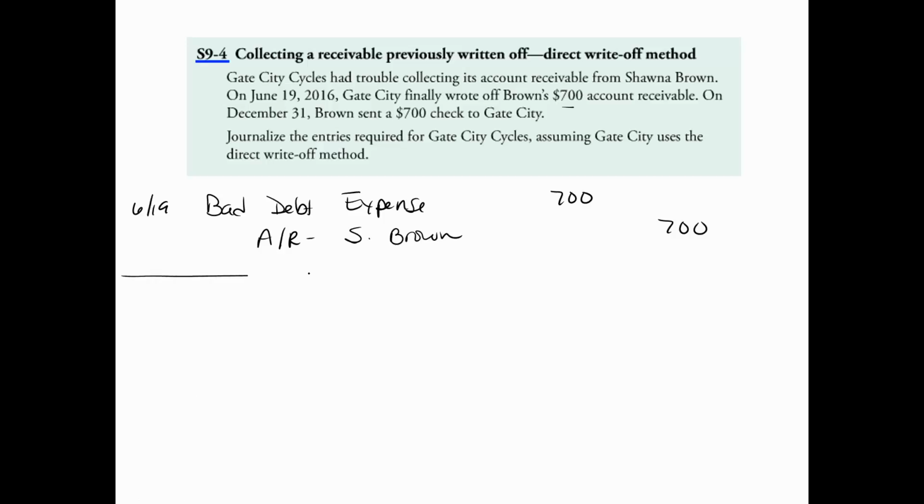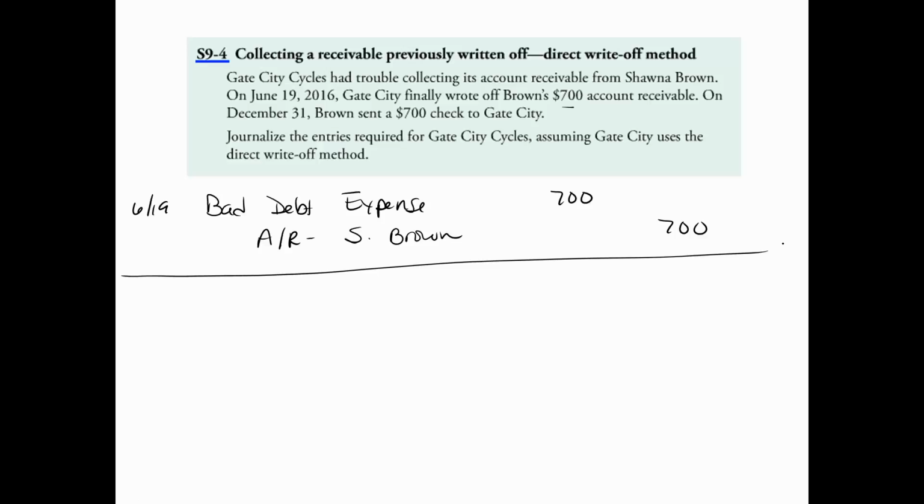All right, one more. So Gate City Cycles has had trouble collecting accounts receivable from Shauna Brown, and on July 19th they finally wrote that off. So I'm going to do that one first. On July 19th, I wrote off the $700. So I'm going to debit bad debt expense $700, and I'm going to credit accounts receivable, Shauna Brown, for $700. And so that's it. I'm no longer expecting to receive that from her, and I'm done.